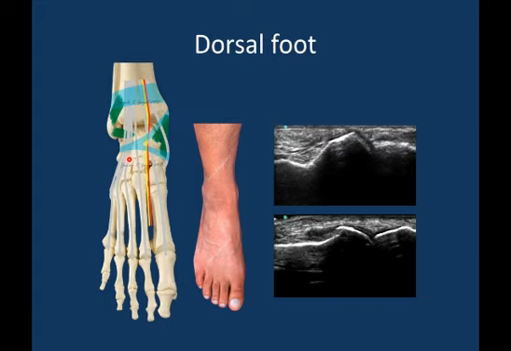Joints of the foot which are seen with sonographic examination include the joints between the tarsal bones, the tarso-metatarsal joints, intermetatarsal joints, the joints between metatarsals and phalanges, that is the metatarsophalangeal joints, and the interphalangeal joints.